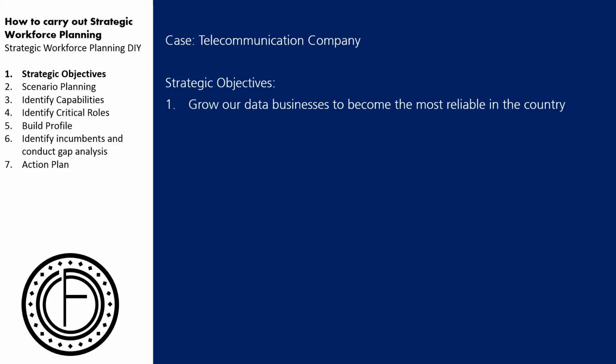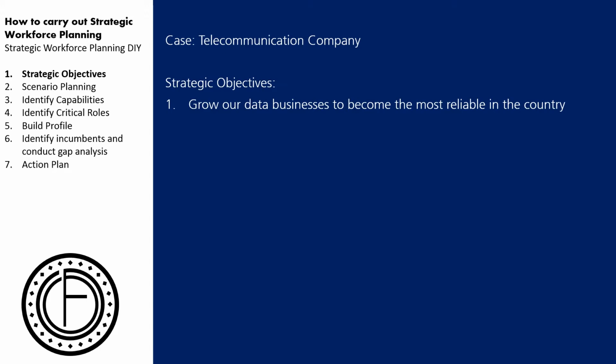So starting with strategic objectives. Strategic objectives have got a great role to play when it comes to working on strategic workforce planning. So for our case, which is a telecommunications company, one of the strategic objectives is to grow the data business to become the most reliable in the country. What it simply means is that as far as their data service is concerned, they want to be the most reliable in the country. Now, what do we do with these strategic objectives?